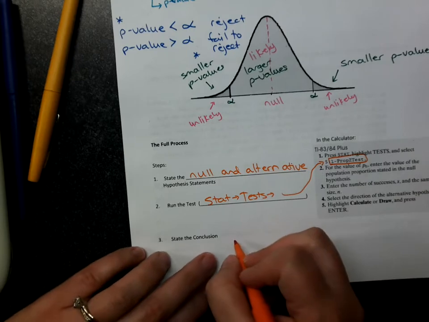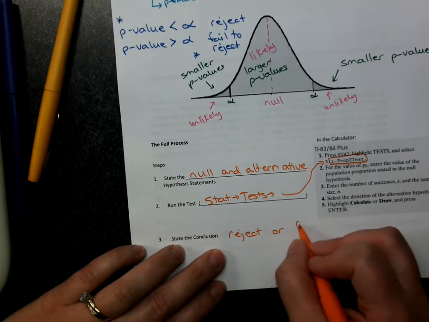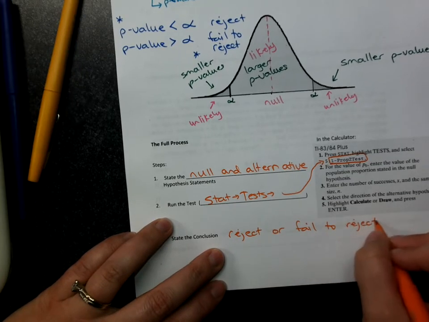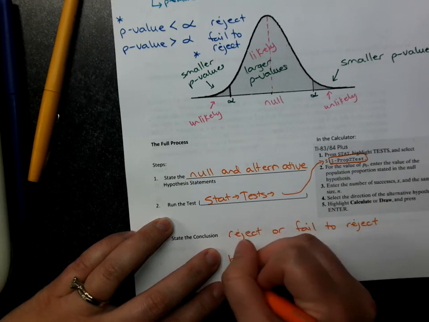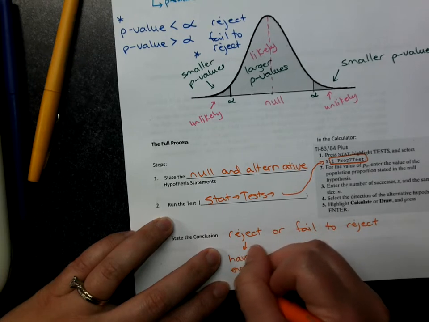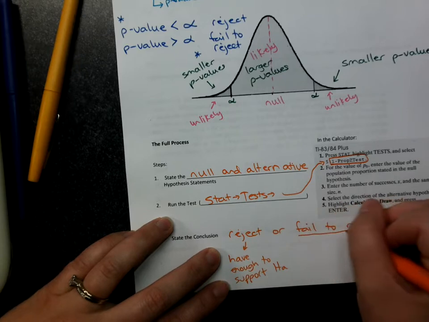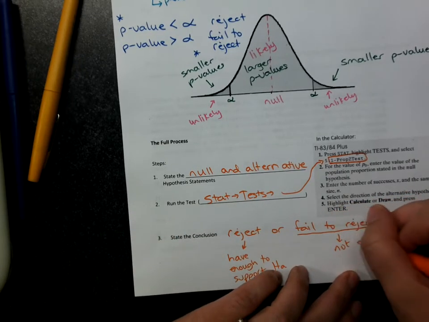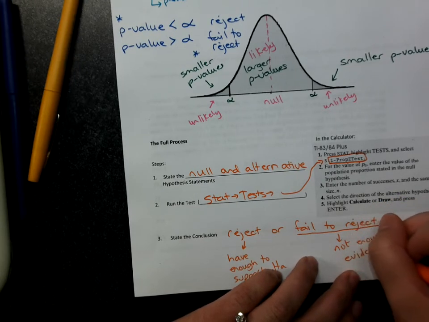And then you're going to state your conclusion. You're going to reject or you're going to fail to reject. Remember, if you reject, you have enough evidence to support the alternative. If you fail to reject, you do not have enough evidence. So everything we talked about in 10.1.